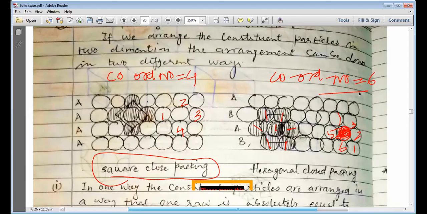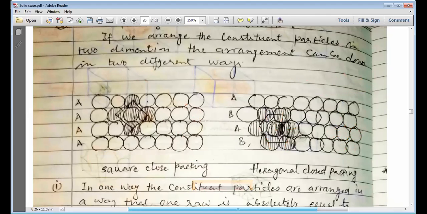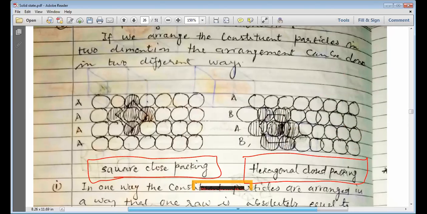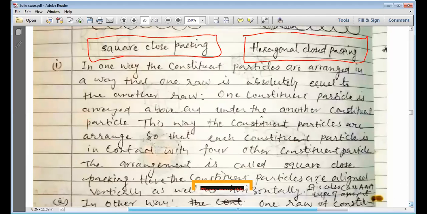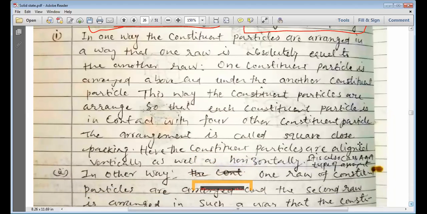So my dear students, when we arrange the particles in two dimension, we can have two different types of arrangement. The first type of arrangement is known as the A type of arrangement, which we call a square close packing, and the next type is the AB type of arrangement, which we call a hexagonal close packing. In hexagonal close packing, the coordination number is 6. In square close packing, the coordination number is 4. So let us read the text.